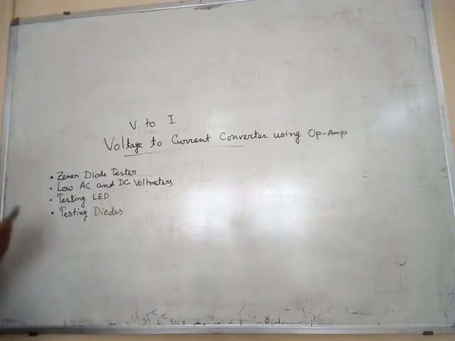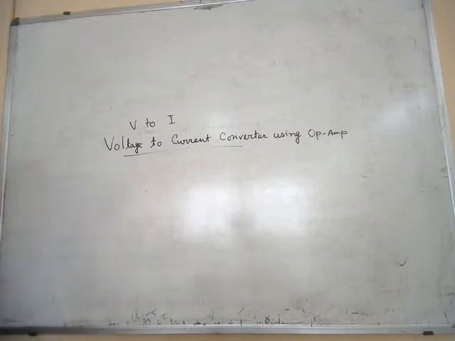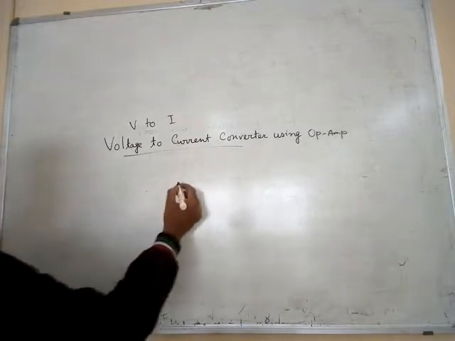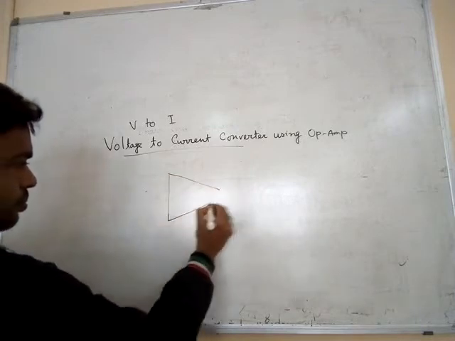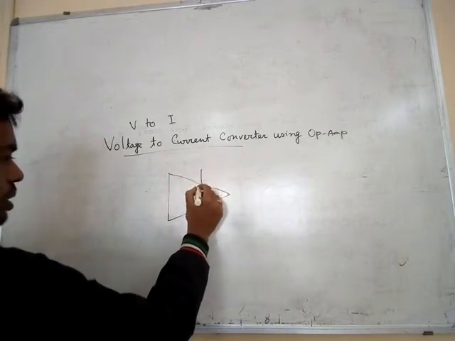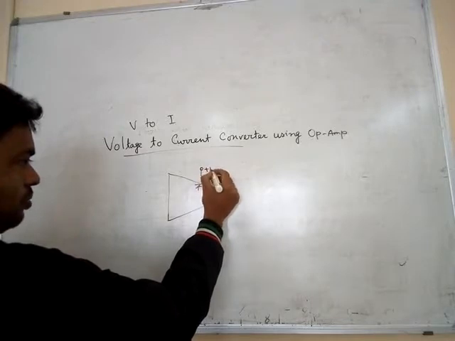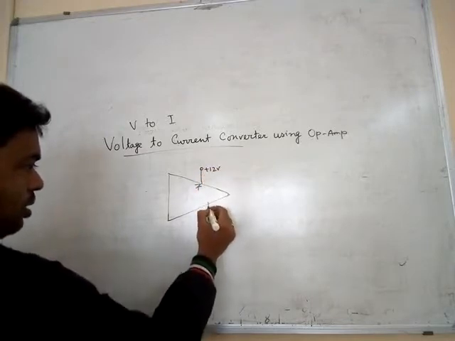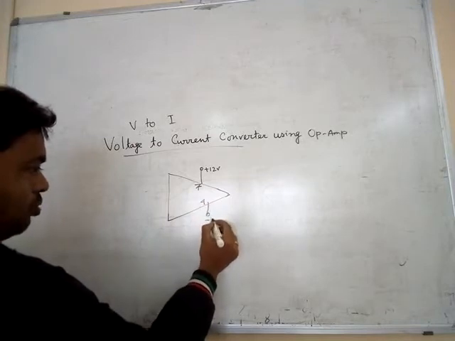So basically for this we need the circuit diagram. Now we go for the circuit. As we need op amp, so first draw an op amp. The biasing voltage at pin number 7 is plus 12 volt, and at pin number 4, minus 12 volt.